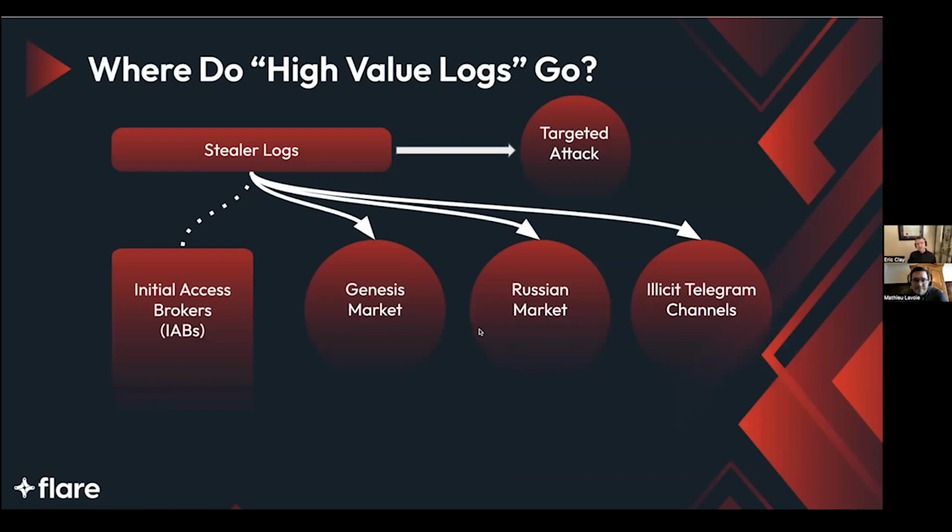So we touched on this a little bit earlier, Mathieu, but where do high-value logs go? Some people may buy malware as a service, like Redline, et cetera, to launch a targeted attack. You have a lot of threat actors who are just launching attacks and then selling access on Russian Market, Genesis Market, and all of these illicit Telegram channels. But there's this other section where we have initial access brokers. Can you spend a minute talking about what an initial access broker is and how they're different from these groups that are just distributing stealer malware on a large scale? Mm-hmm. By definition, an initial access broker will provide a working initial access.